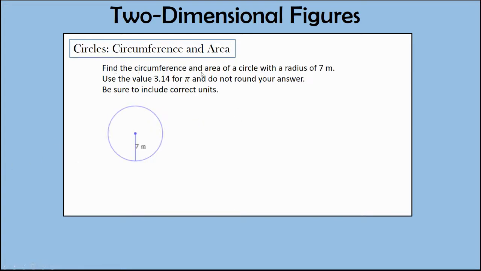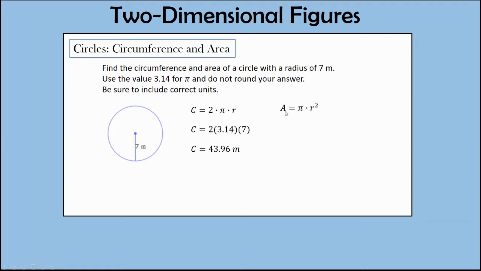This one says find the circumference and area of the circle. This one has a radius of 7. Use 3.14 for pi. Don't round your answers. Use correct units. So since they give us radius here, when I find circumference, I'll use 2 pi r. 2 times 3.14 times 7. 43.96, straight units here, meters. So the circumference, the distance around. If I was to start at this point and walk around the circle, all the way around to where I started, you would have walked 43.96 meters.